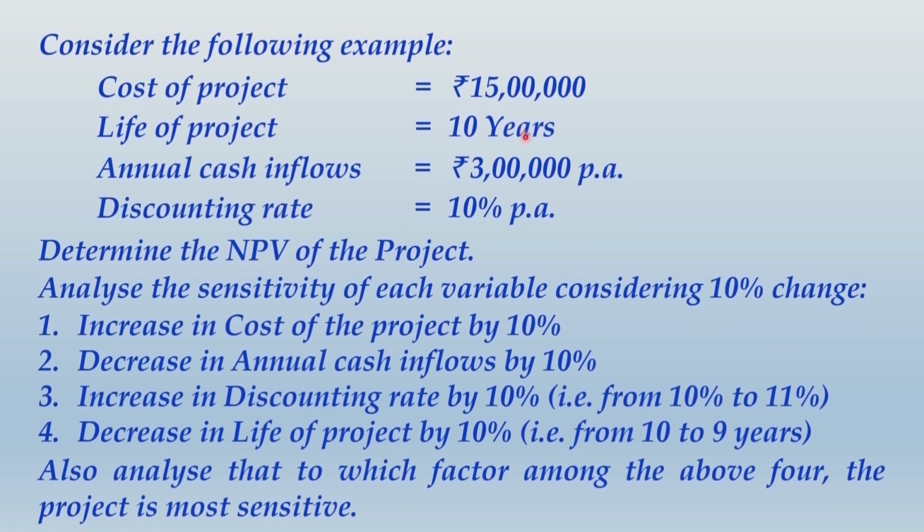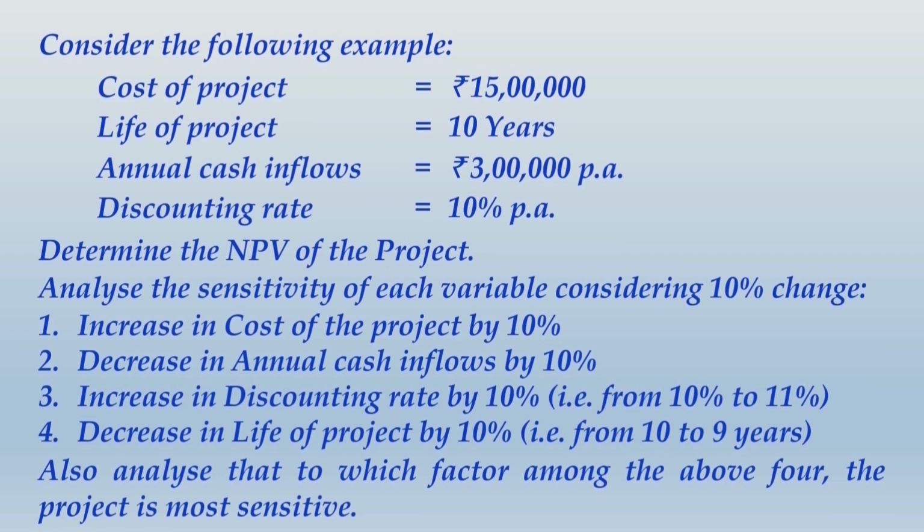Basically, not once but 5 times you have to compute the NPV: the base NPV with this information, and thereafter, after applying all these 4 changes, and then answering this last part as to which factor the project is most sensitive. So how to do this? It is actually very simple. You just try understanding the whole thing, but first I am giving you time to note this example quickly.